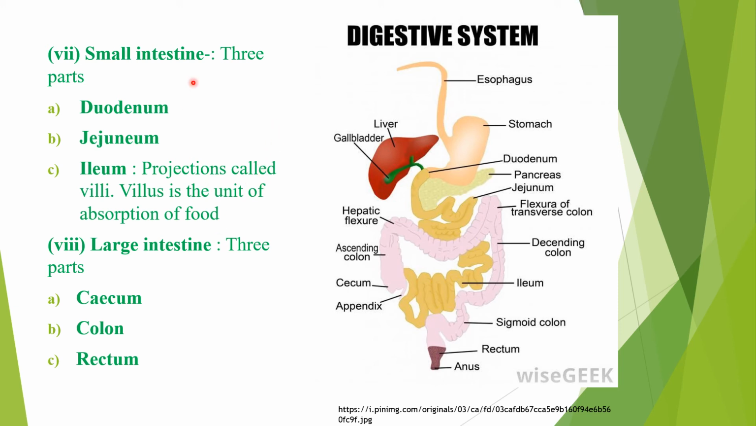Stomach और small intestine में digestion भी होती है through different digestive glands, which we'll study next. And ileum में absorption of food होता है. लार्ज इंटेस्टाइन के 3 पार्ट्स हैं, सीकम, कॉलन एंड रेक्टम.